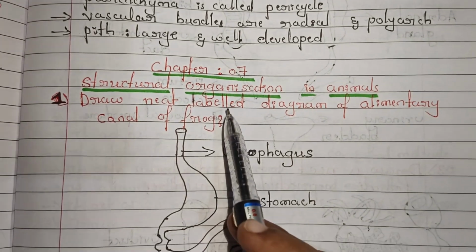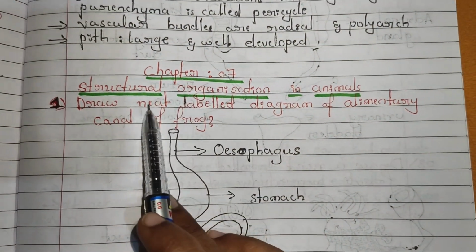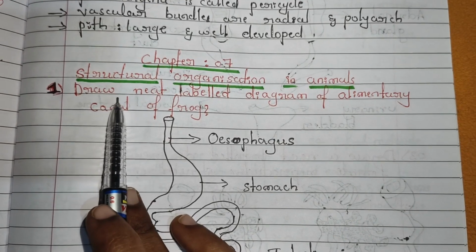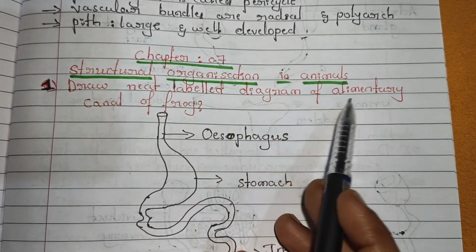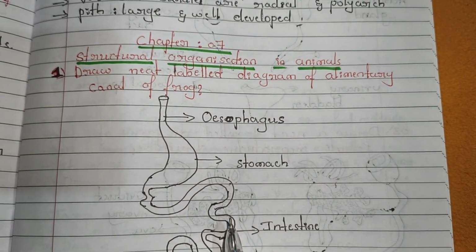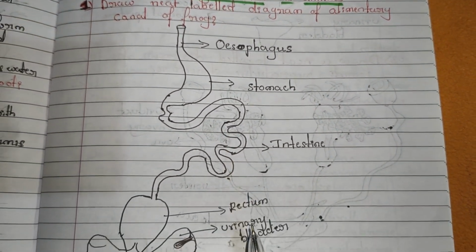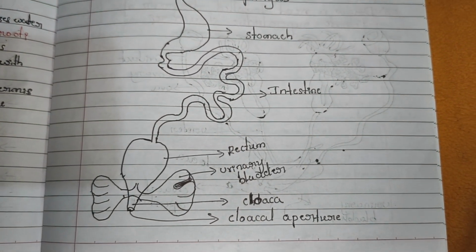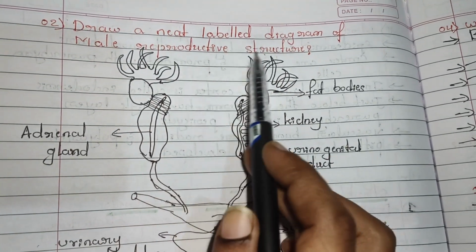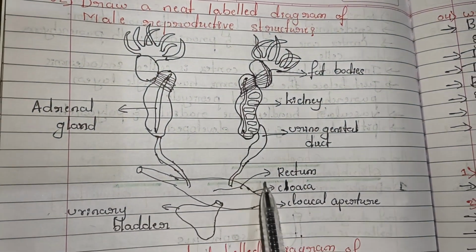The next chapter is chapter number 7, structural organization in animals. The first question: draw a neat labelled diagram of the alimentary canal of frog. This diagram is there. Next question: draw a neat labelled diagram of the male reproductive structure. You have to practice this diagram.